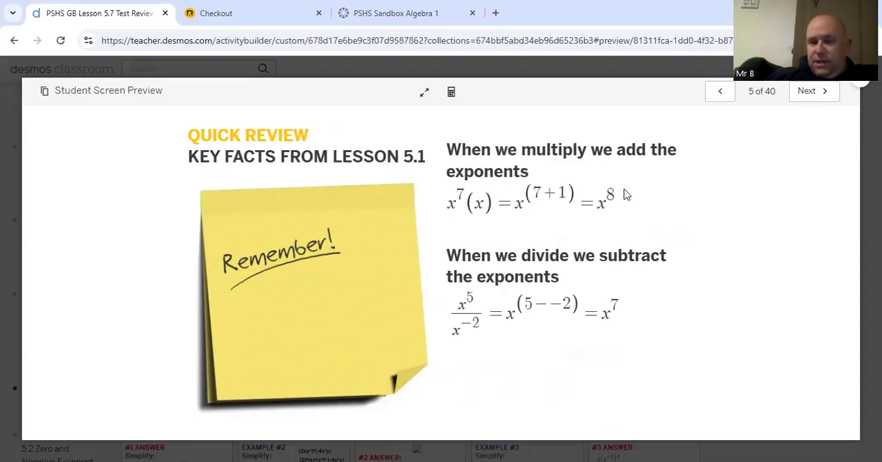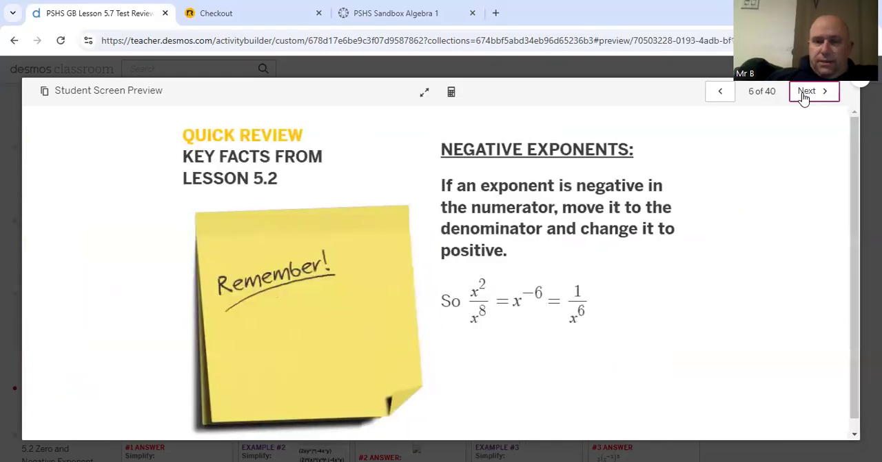That's why 7 plus 1 is 8. Or when we're dividing, we're going to subtract the exponents. Be careful, particularly when there's one negative here. So you're doing 5, subtract -2. So be careful with things like that, and use those Desmos calculators when you're doing those negative numbers as well.